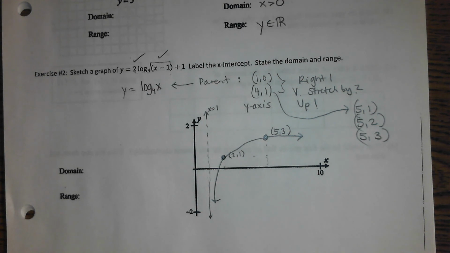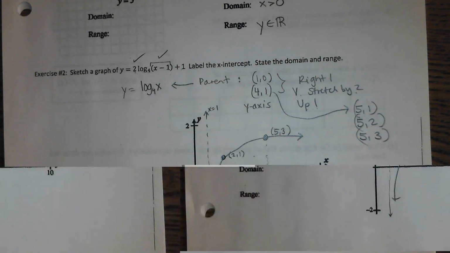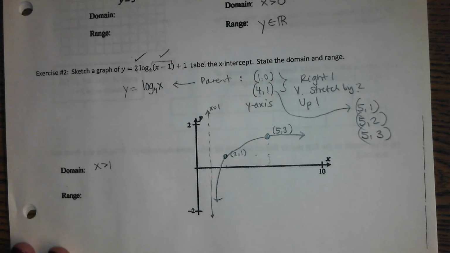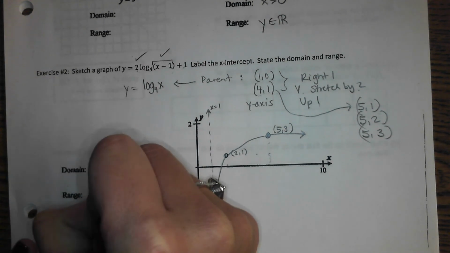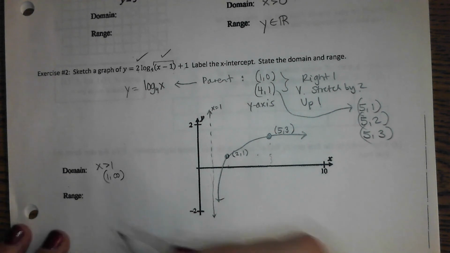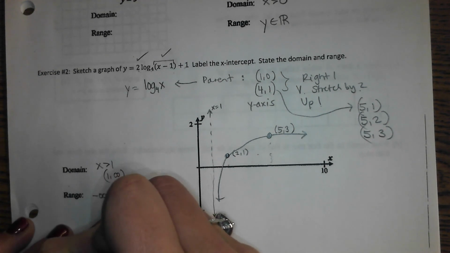Our x-coordinate now needs to be greater than what number? Greater than 1. So you can either write x is greater than 1, or you can write 1 to infinity. Our range hasn't changed at all. That's still negative infinity to infinity.